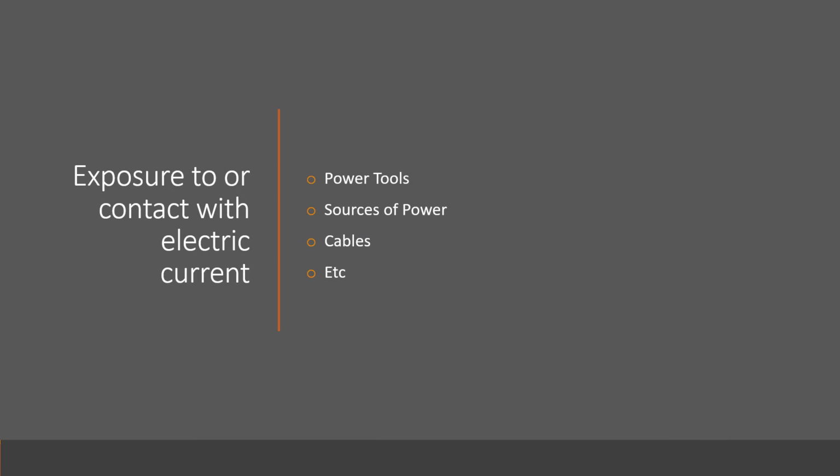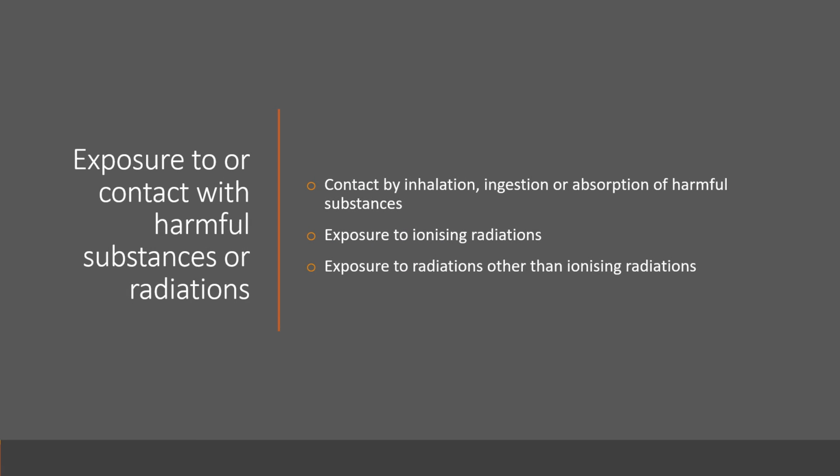There are incidents and accidents that arise from exposure to or contact with electrical current, such as from power tools or sources of power, including cables or any other exposure or contact with electrical current. There is exposure to or contact with harmful substances or radiations, such as contact by inhalation, ingestion, or absorption of harmful substances, exposure to ionizing radiations, or exposure to radiations other than ionizing radiations.